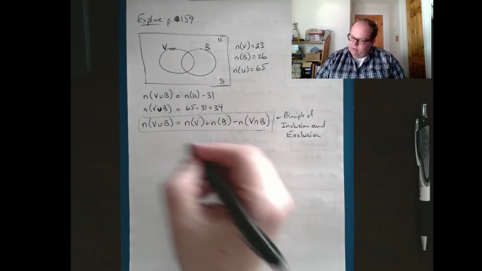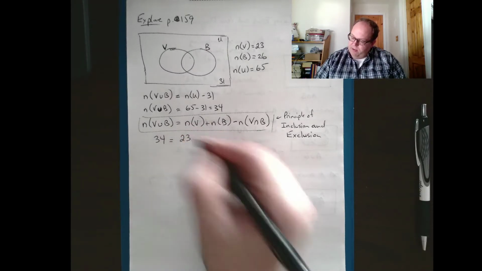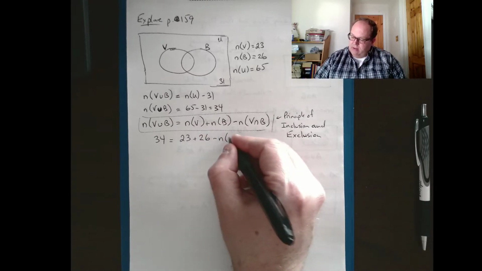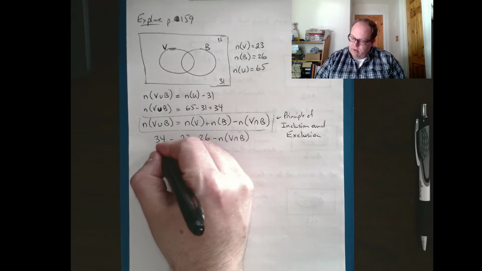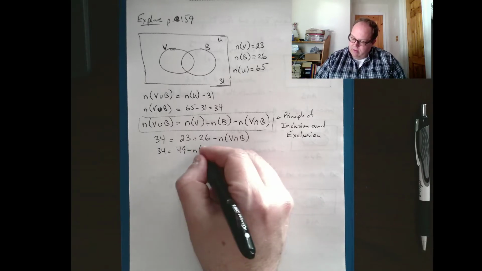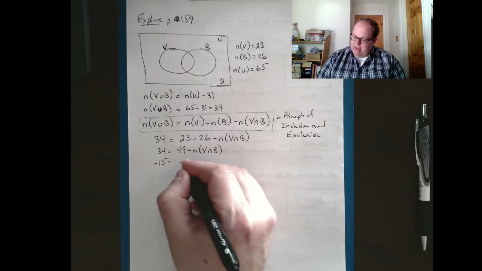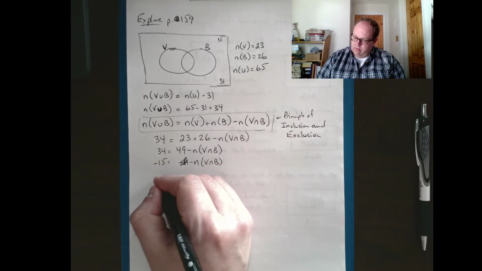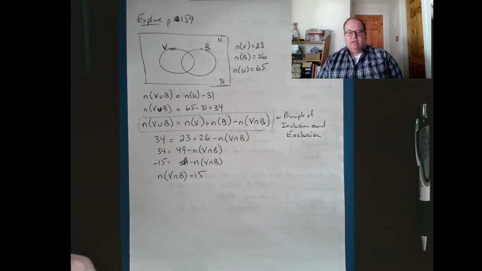Now if I fill in some values, I know that there's got to be 34 elements in the union of the two sets. There's 23 people in volleyball. There's 26 people in basketball. So that's going to tell me ultimately how many people are doing both. 34 equals 49 minus the number of elements in that set. Then negative 15 equals the negative of that, or there are 15 people in the intersection of those two sets.